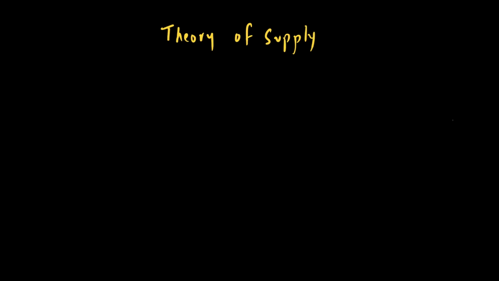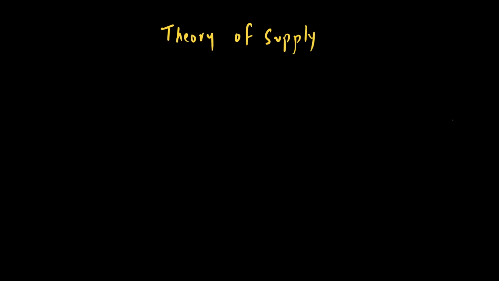In the last few videos, we were focusing on the consumer. We looked at the consumer demand curve. We looked at how we can construct one demand curve, and we showed how we can shift the demand curve through various factors. Now we will turn to what we call the theory of supply.